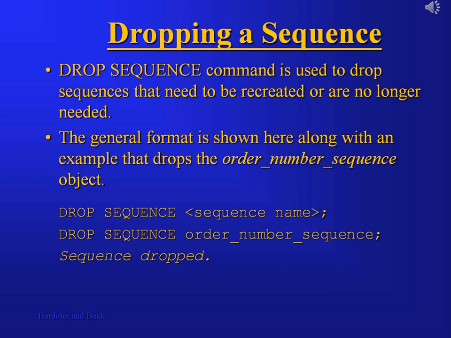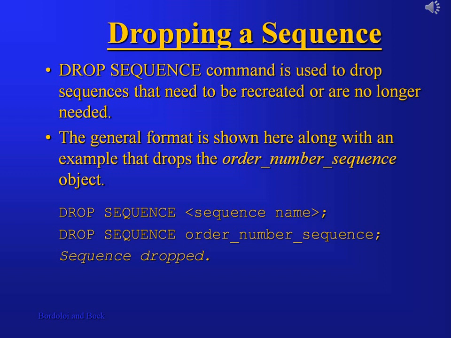Next is dropping a sequence. A drop sequence statement is used to remove a sequence from the database. Restart a sequence by dropping it and then creating a new one. For example, suppose we have a sequence with a current value of 160 and want to restart or recreate the sequence with a value of 30. Then you can drop the sequence using the drop sequence statement and create a new one with the value of 30.